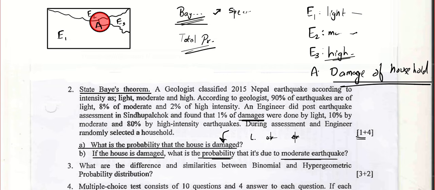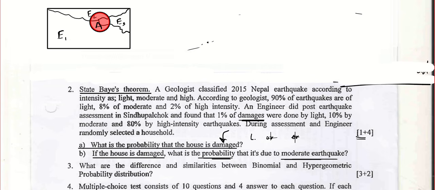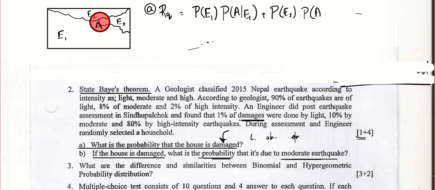Now I'll tell you how to solve the problem. I want you to read the question. Look at this, I have divided it into three parts. The first part, I told you, is a general question, so I'm going to use the formula for total probability. The required probability will be probability of E1 into probability of A given E1, plus probability of E2 into probability of A given E2, plus probability of E3 into probability of A given E3.